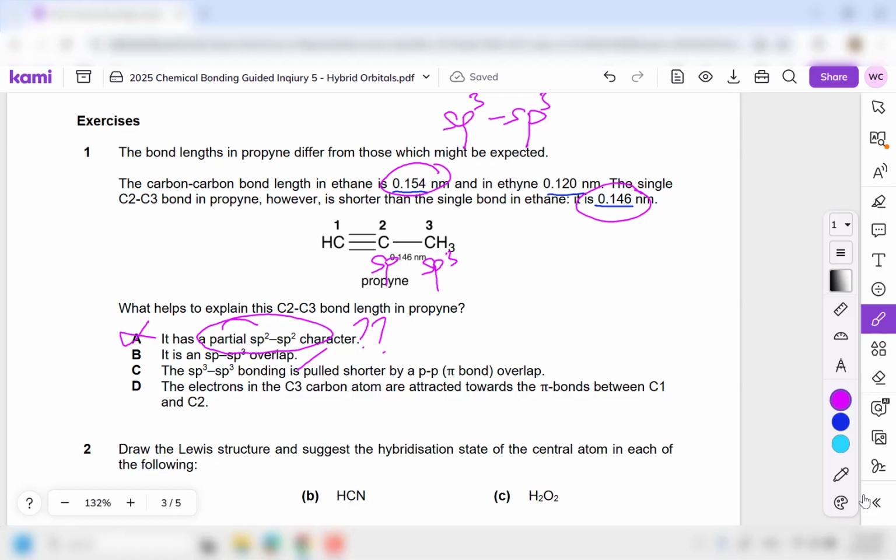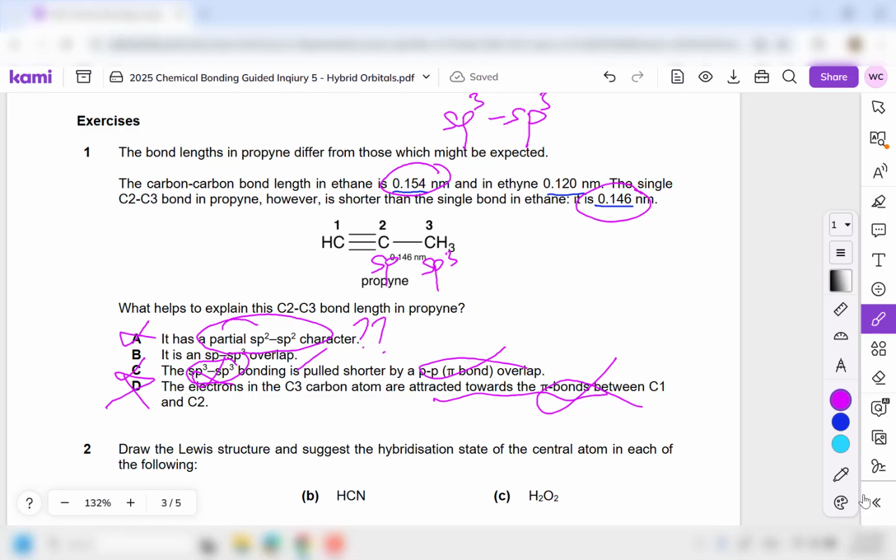Okay, C: the sp3 bonding is shortened by a pi bond. Oh, so this is nonsense. It's wrong. D: the electrons in the C3 carbon atom are attracted towards the pi bond between C1 and C2. Again, there's no such concept. There's no such thing as, if I have a pi bond, electrons will be attracted. So options A, C, D are incorrect.